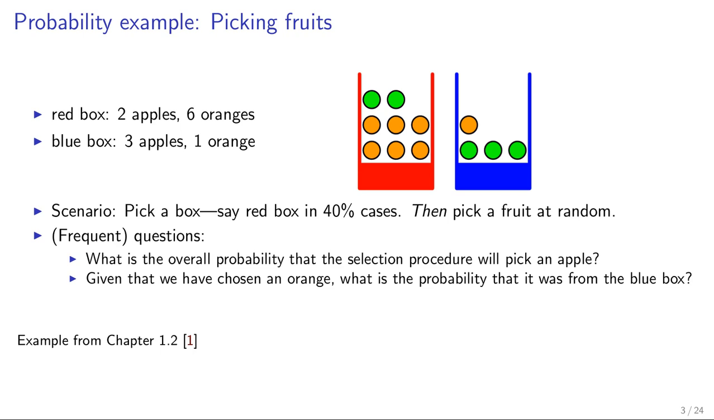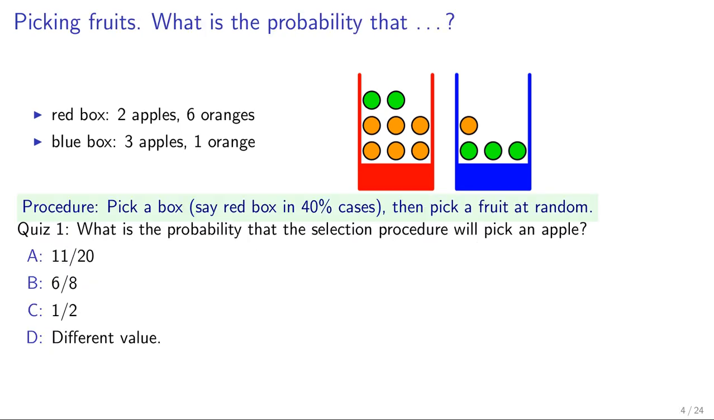Now, we can ask different questions. For example, what is the overall probability that the selection procedure will pick an apple? Or given that we have chosen an orange, what is the probability that it was from the blue box? And the concepts of probability that we introduce today will allow us to answer exactly these types of questions.